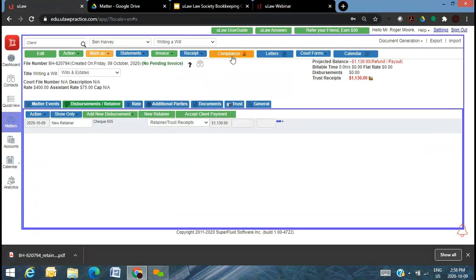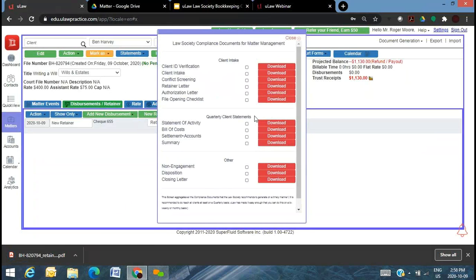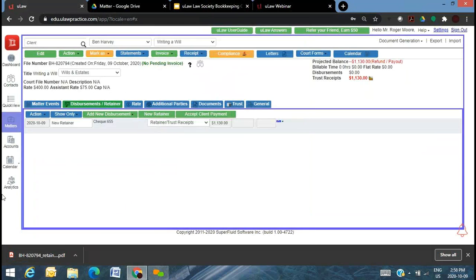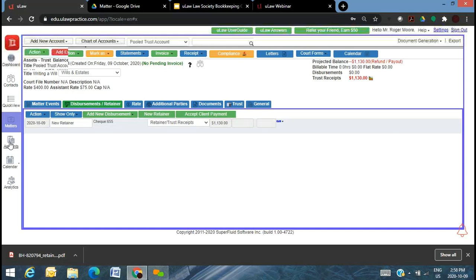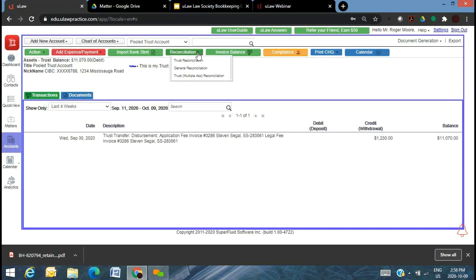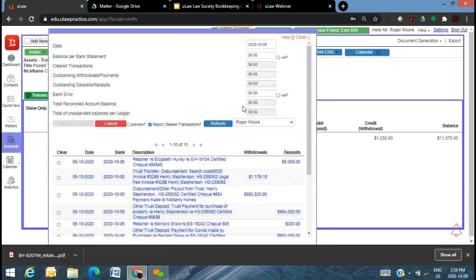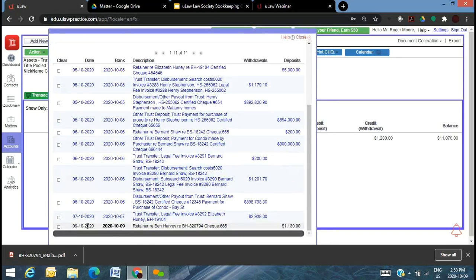Now, that was a transaction. So if I go into my accounting system just for a sec, just to show you how you need to keep a balance of the information. And let's say you're reconciling. Here is that line item showing that on the 9th of October, the description being the retainer for Ben Harvey, you just got $1,130 deposited into your trust account, or that's what you've told your bookkeeping system.